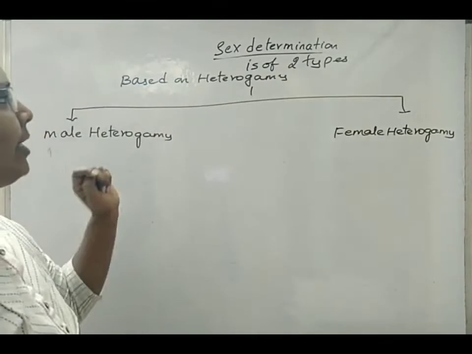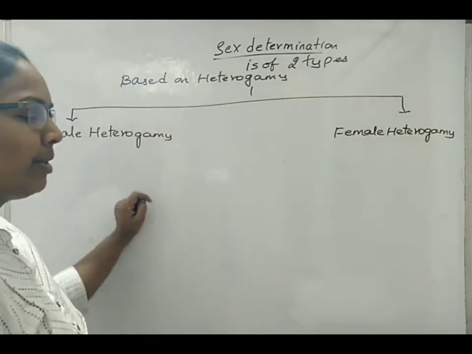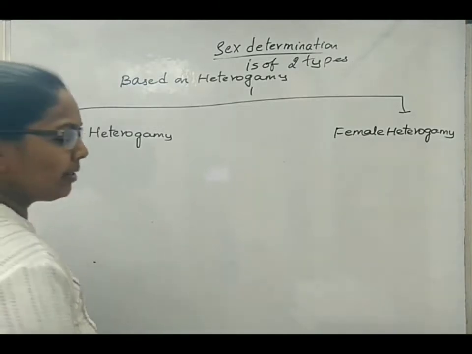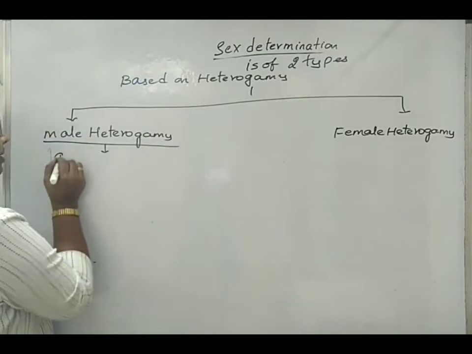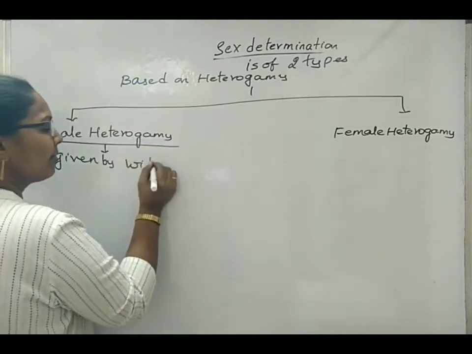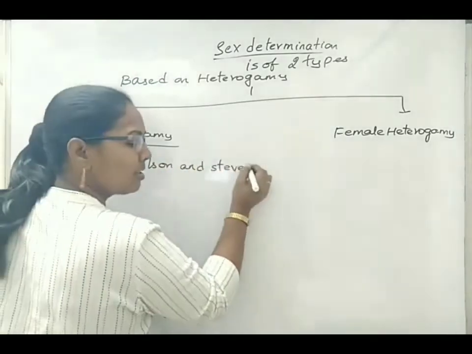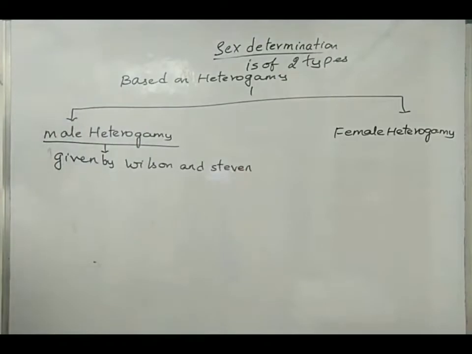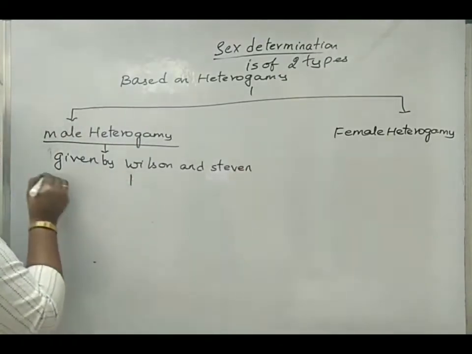So, based on heterogamy, the sex determination is of two types. One is male heterogamy, another one is female heterogamy. This male heterogamy is given by Wilson and Stevens. Now, again it is of two types.